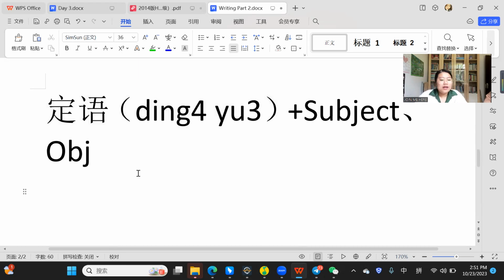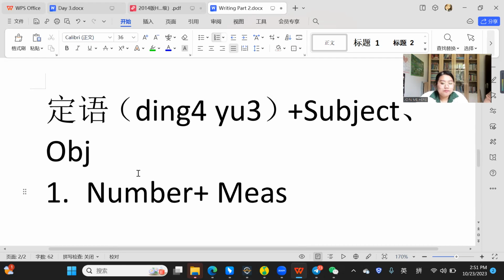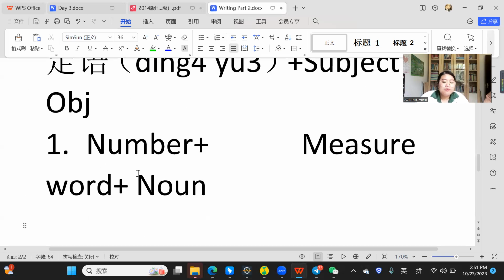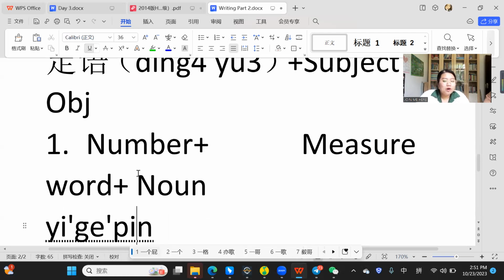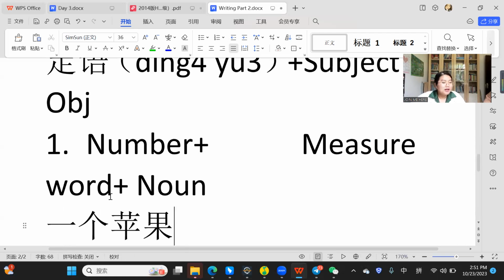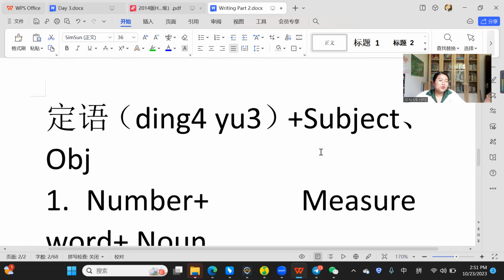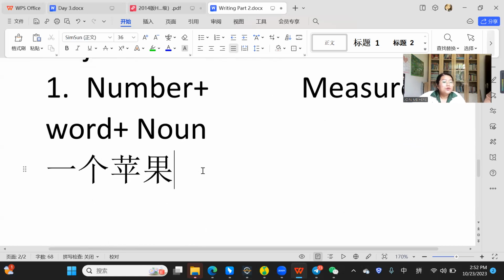So what is the lipstick? Let's see. Number plus measure word is a 定语 to a noun, right? When you see one noun, for example, 苹果, instead of using 苹果, if you say 一个苹果, 一个 becomes a lipstick to this word, the subject or object.